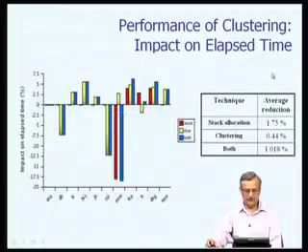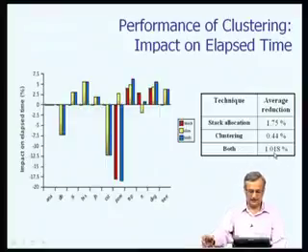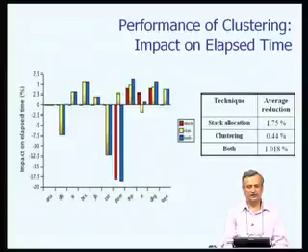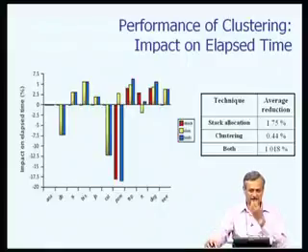Now, the impact on elapsed time: with stack allocation, the average reduction in elapsed time is about 1.75%, because of clustering it is just 0.44%, and if we deploy both, then the average reduction is 1%. In other words, there is not much impact on the elapsed time just because of clustering. It is the pause time and the number of collections that really reduce.